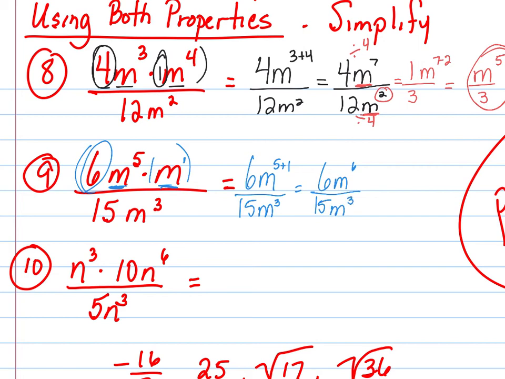Now we have one fraction. What is the greatest common factor between 6 and 15? 3. So we're going to divide each of these by 3. So 6 divided by 3 is 2. 15 divided by 3 is? Now we have to use our rule here. m to the 6th over m cubed. They're the same base, so we'd say m to the 6th minus 3. So what's my final answer? It's going to be 2m cubed over 5.